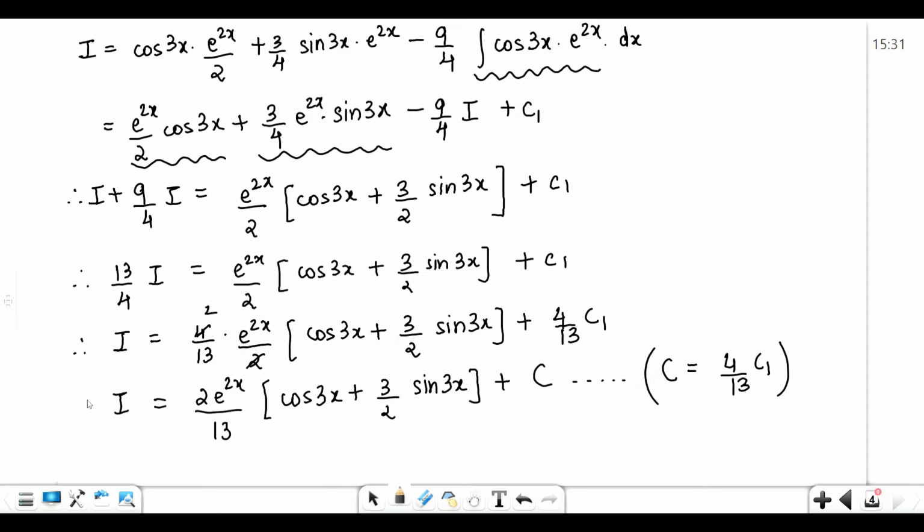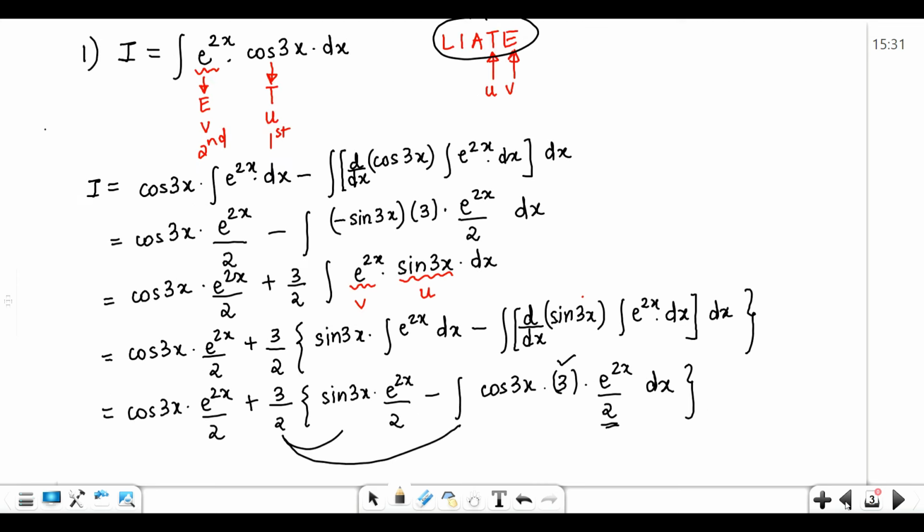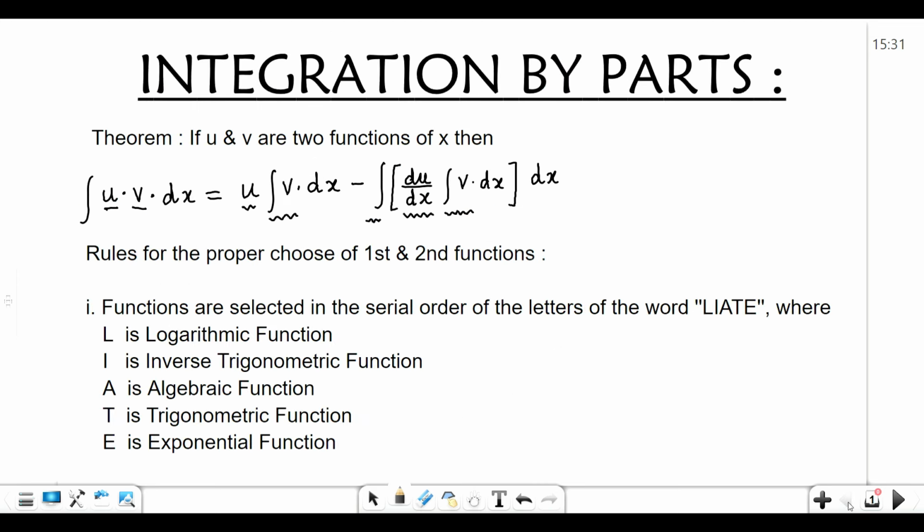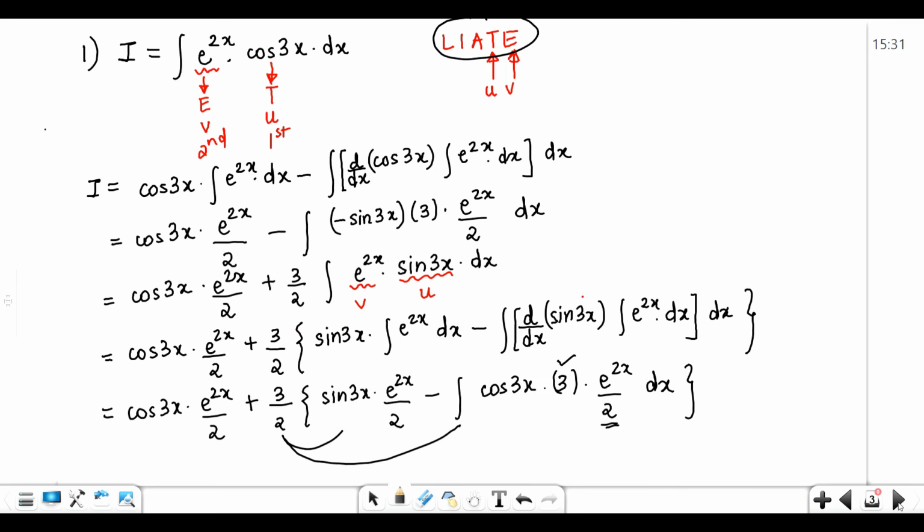This is how we have calculated this first integral by using the by parts formula. This was the same formula that we have studied and we have applied it here. I hope you are comfortable with this problem.